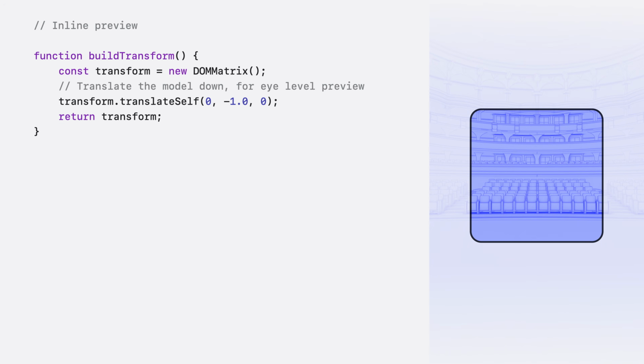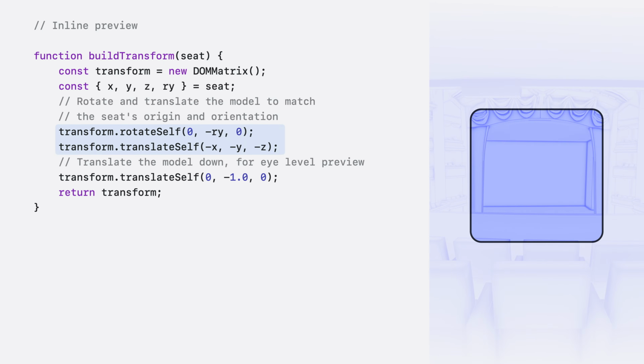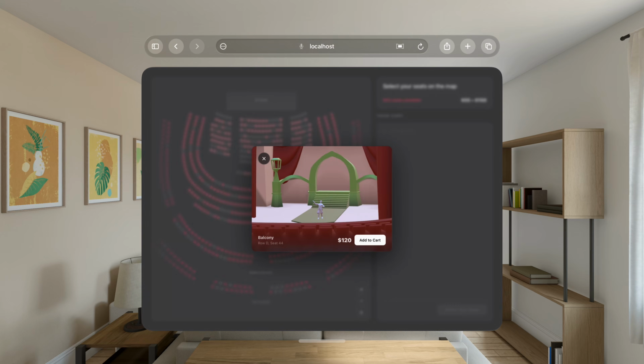So back to my website's code, I've created a new function just to build the correct transform. It currently contains the translation for previewing the model at eye level, and I can now add the currently selected seat as a parameter and apply the corresponding seat rotation and translation to match the seat's point of view. And here we go. As a seat is selected, the model shows the point of view from the exact seat's location. And this inline preview also works on other platforms like macOS and iOS. I think it is a really nice experience already.